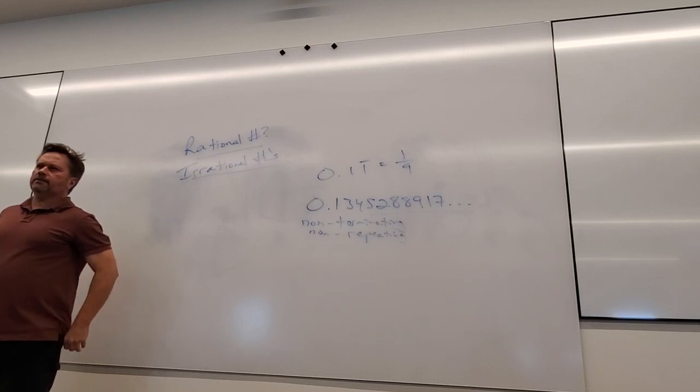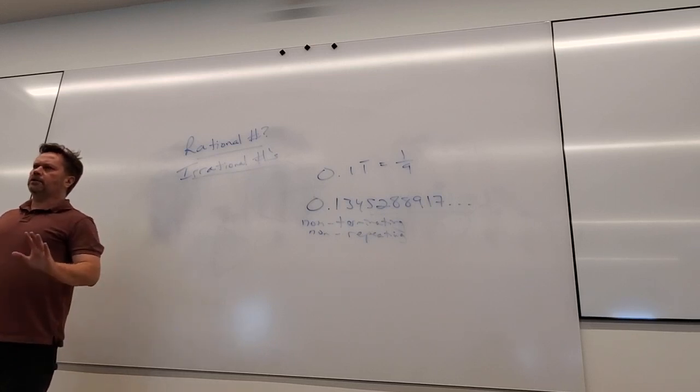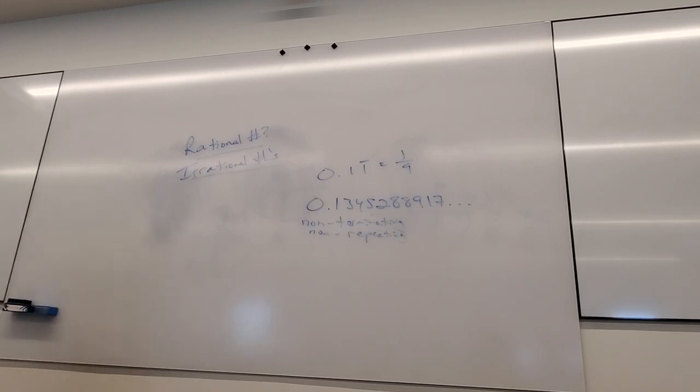Does anyone know anything else besides pi that would be irrational? 1/3 as a decimal? Say again? Is it 1/3? 1/3 is 0.333333333.